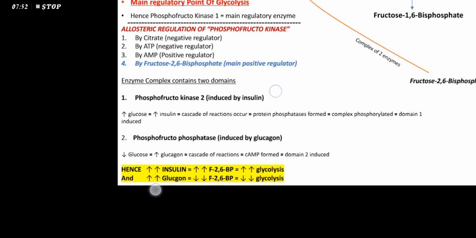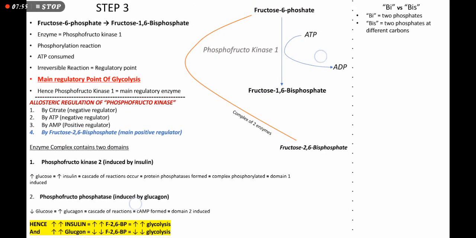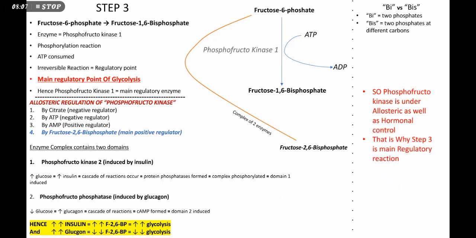Hence, this point I told you was the main regulatory point because it is influenced by hormones and also by feedback regulation. So phosphofructokinase is under allosteric as well as hormonal control, just like I told you. This is why step 3 is the main regulatory step. This is the end of step 3. I hope you understand. Let's proceed to step 4.